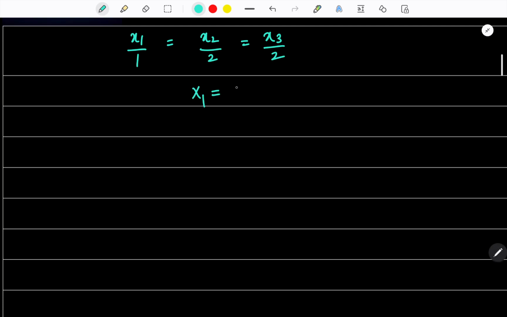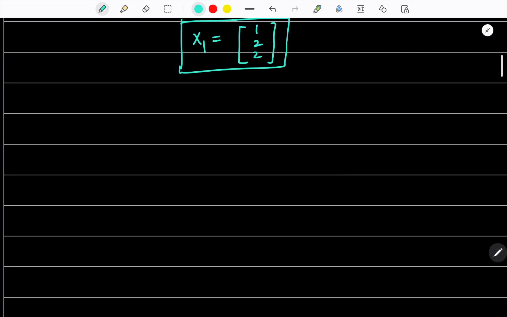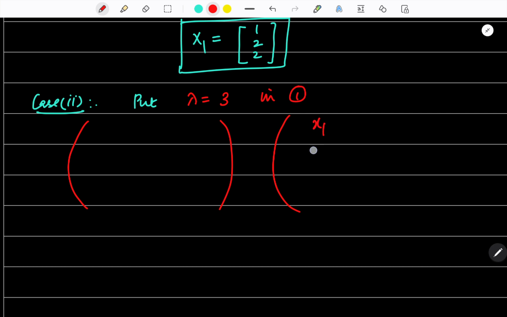So we are going to write the first eigenvector as 1, 2, 2. This is your first eigenvector. Let's go for case 2. In case 2, we are going to put lambda is equal to 3 in equation 1, operating on x1, x2, x3, which is equal to 0, 0, 0.